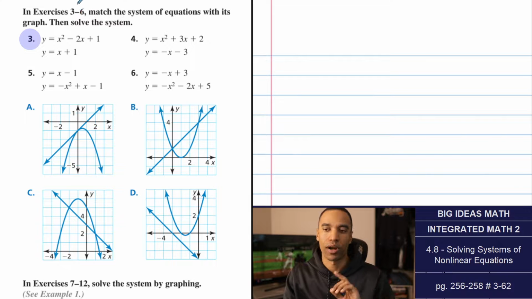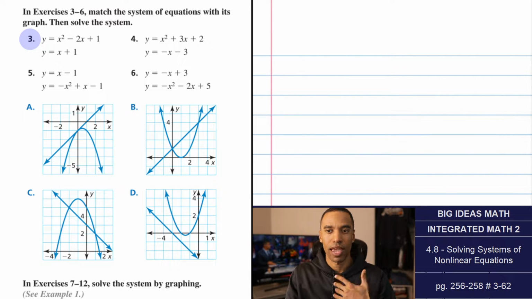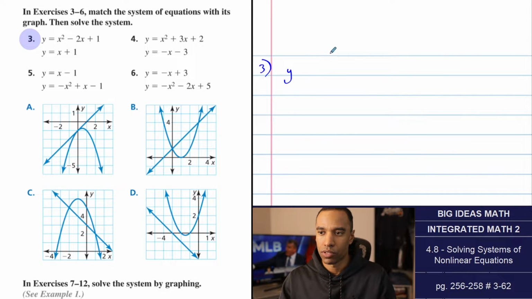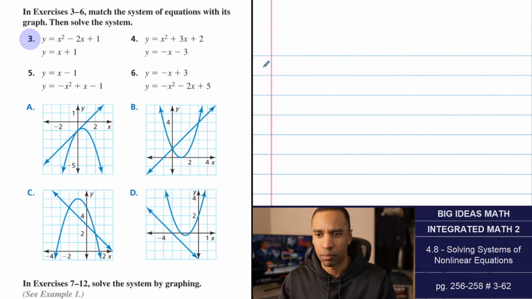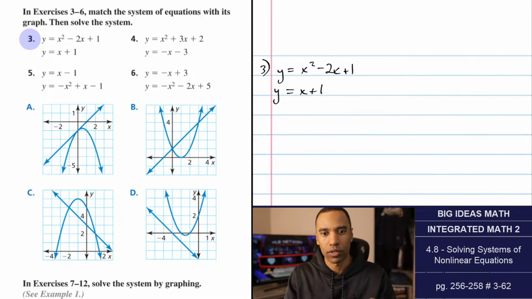Numbers 3 through 6, we are going to match the system of equations with its graph, and then we are going to solve the system. So this one is a little less of doing the graphs yourself, and I think after that solving by graphing is 7 through 12. So less doing it yourself and more seeing what we have. So y equals, I wanted to use black. I'm even selecting black. Why didn't that work? Is that black? Yeah. y equals x squared minus 2x plus 1, and y equals x plus 1. By nature, what we're looking for is a right side up parabola.